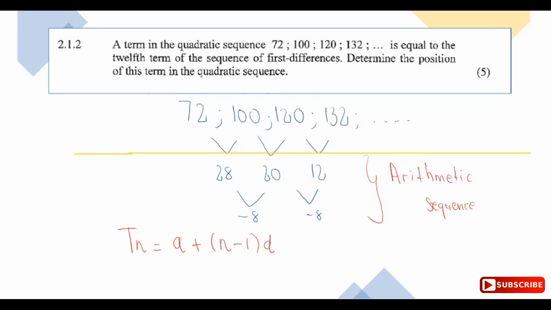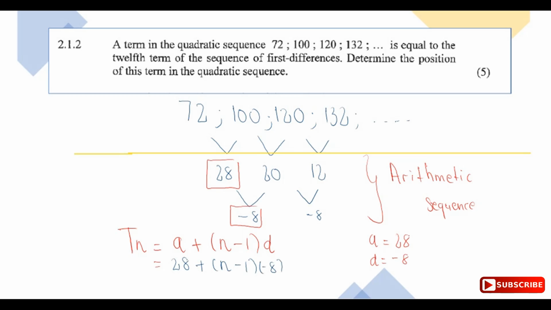And then from here, what is our a? Our a is going to be the first term of this sequence, which is 28. What is our d? Our d is our common difference, which is -8. So let's just focus on that. Let's get the formula of the nth term for this arithmetic sequence. Let's substitute all the values that I've just given you guys. So it's going to be 28 plus (n minus 1) multiplied by the d, which is -8.